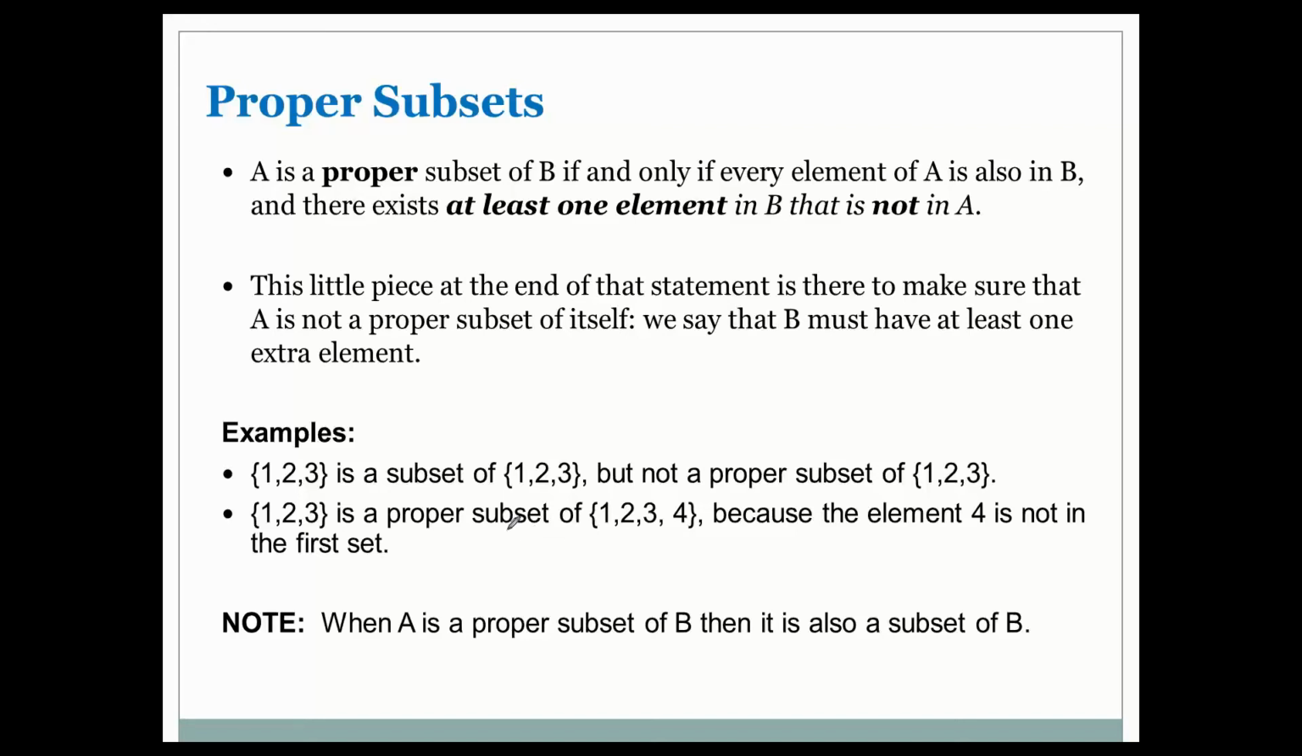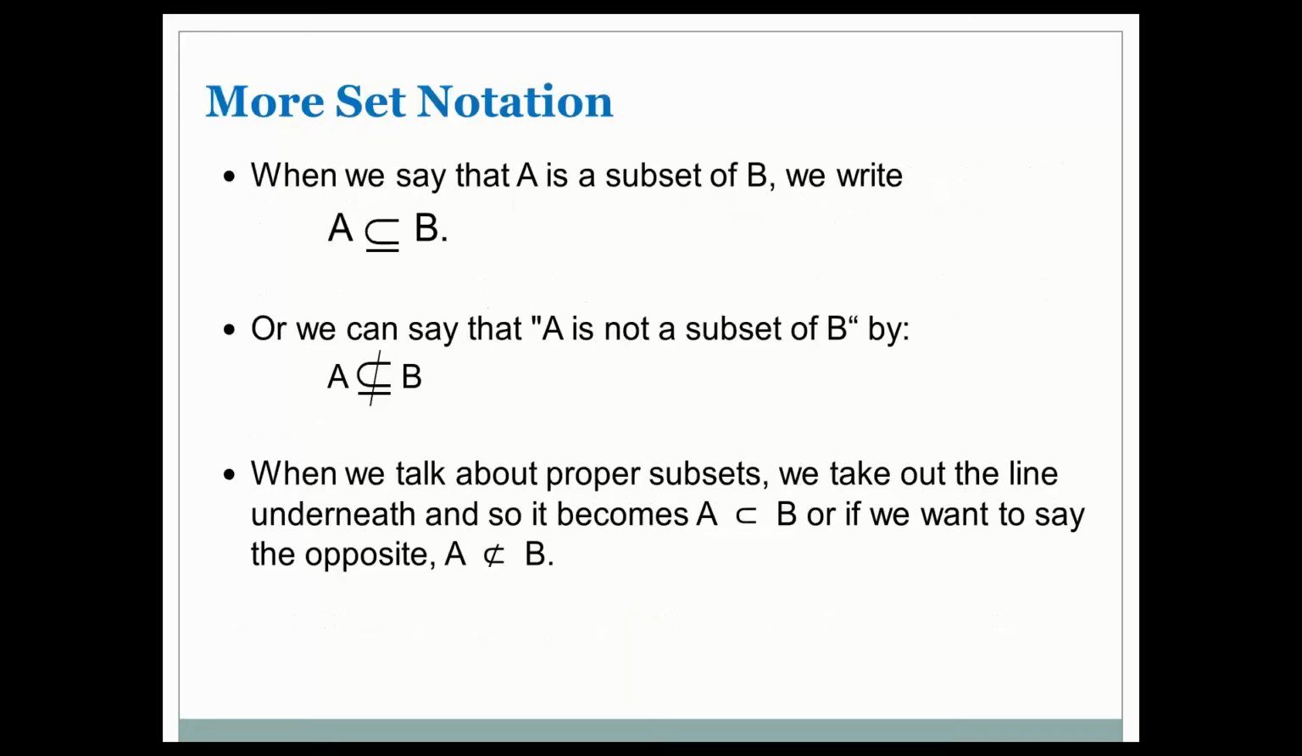{1, 2, 3} is a proper subset of {1, 2, 3, 4} because the element 4 is not in the subset. So therefore it's proper. When A is a proper subset of B, then it's also a subset of B. So with a proper subset, you have a subset and then you further define it as to whether it's proper or not. Always a subset though.